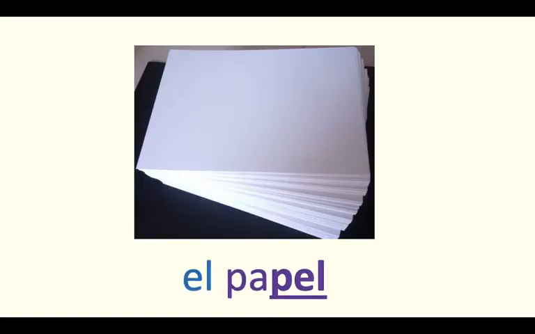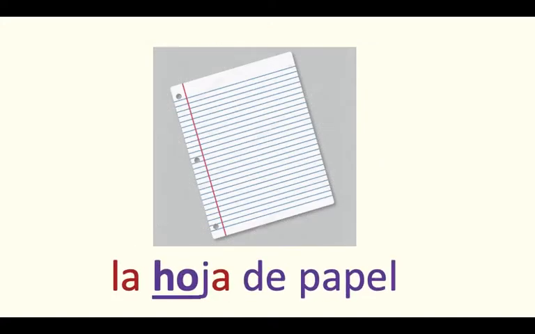Repita, el papel. El papel. The paper. Repita, la hoja de papel. La hoja de papel, which is the sheet or leaf of paper. If you look in a tree, you'll see it full of hojas. Hoja is the word for leaf. La hoja de papel.